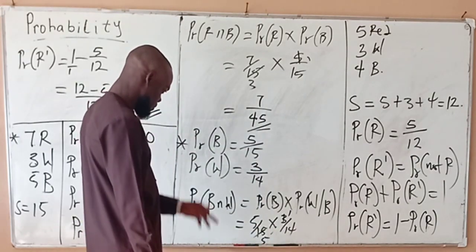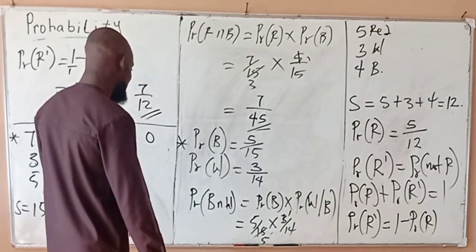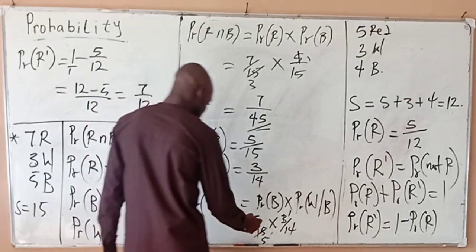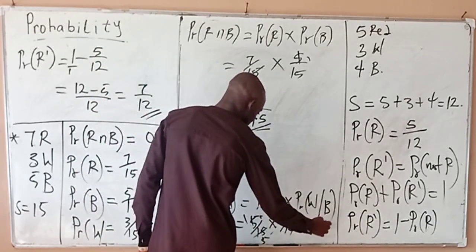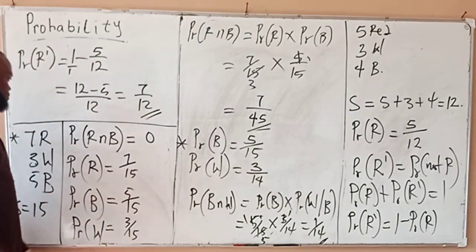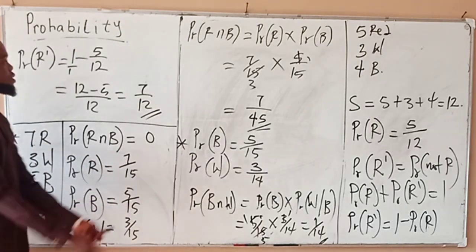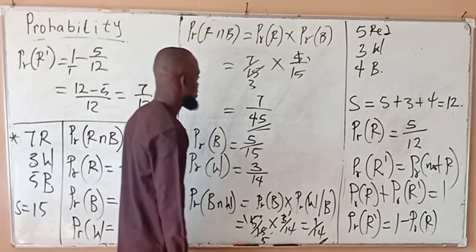Also, we are able to reduce 5 over 15 down to 1 over 3. So that was 1, and that was 1 over 14. That's what we have, 1 over 14. That's what we are going to have.